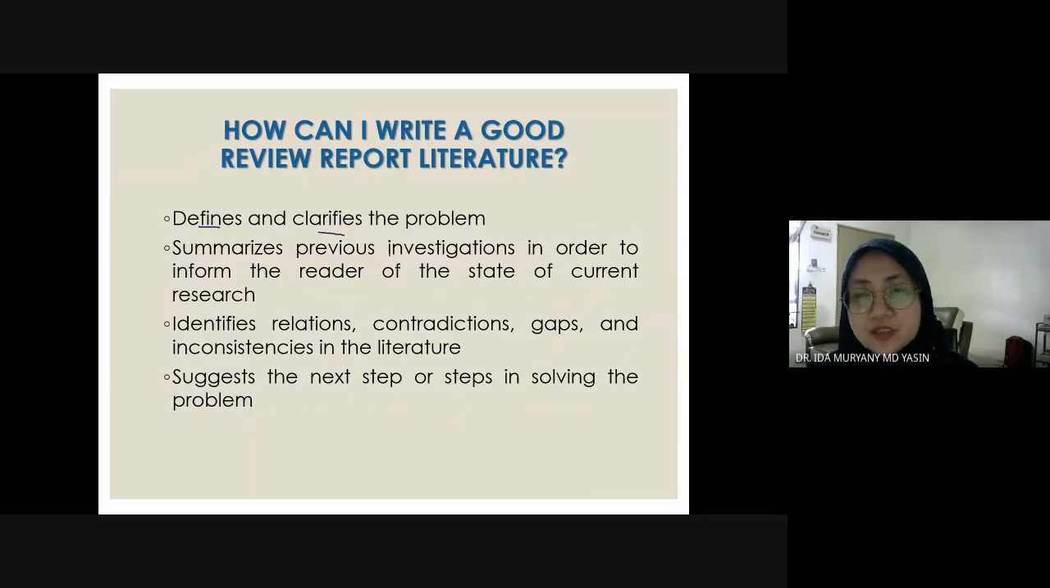Sekarang ni you ada tajuk, so dalam tajuk you mesti ada problem. Okay, the problem statement, or the significance of your study, kenapa nak buat. So you kena clarify all that things. You kena tahu you punya research background you all apa.